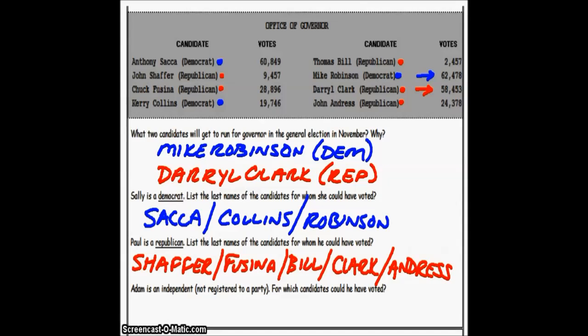Adam is an independent. He's not registered to any party, so for which candidates could he have voted? None, because he is not registered to either party, and because we have a closed primary, he would have to wait until the general election for his vote to be cast.